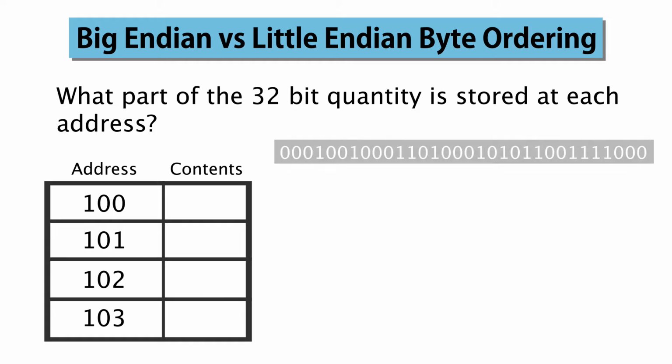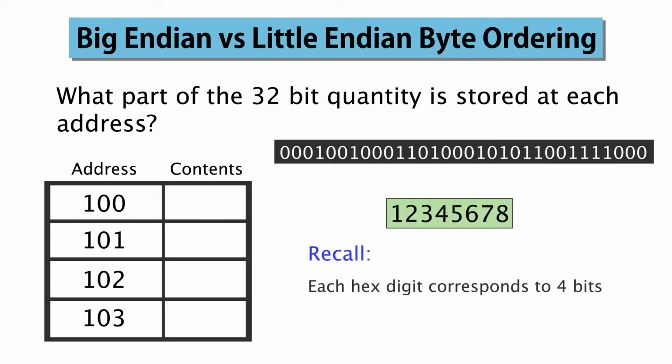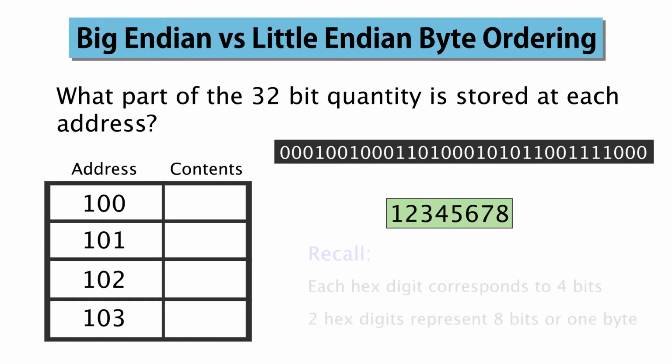Suppose we're storing the following 32-bit integer. To make it easier to represent, let's write it in hexadecimal or hex notation. Recall that each hex digit corresponds to 4 bits, so 2 hex digits represent 8 bits, or 1 byte. This number can be divided into 4 byte-sized quantities as follows.